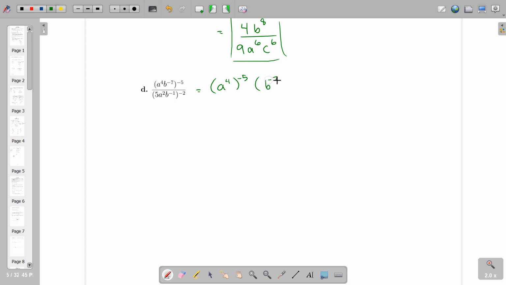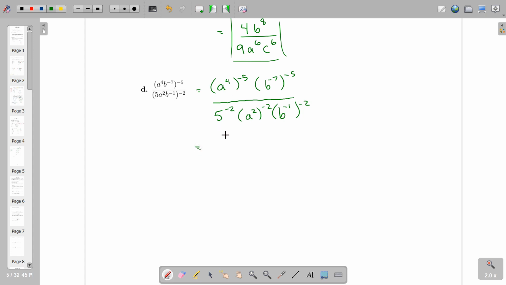And just a comment I want to make here is that I can only do this distribution of exponents, if you will, because of the fact that it's all multiplying and dividing. If there were a plus sign in either the top or the bottom, a minus sign in either the top or the bottom, all bets are off. You cannot distribute through addition or subtraction. So it's only the fact that it's multiplying and dividing that allows us to make this initial move here.